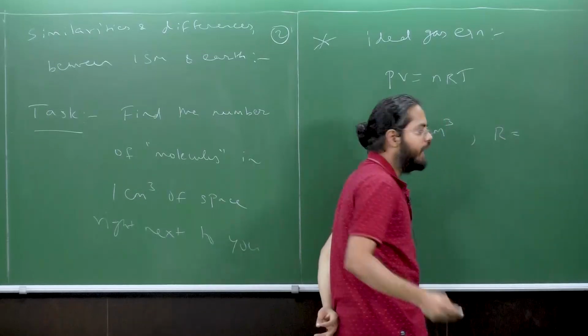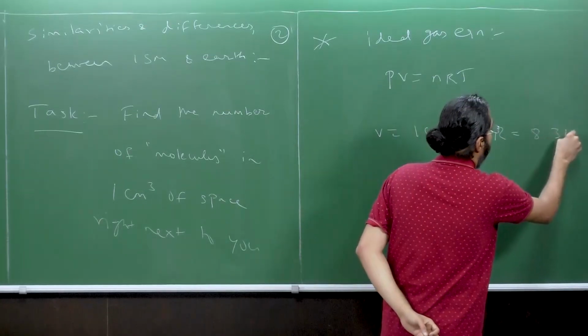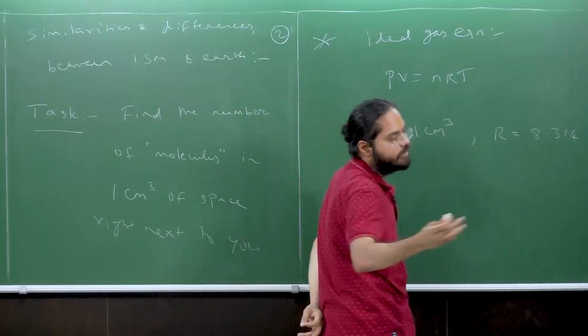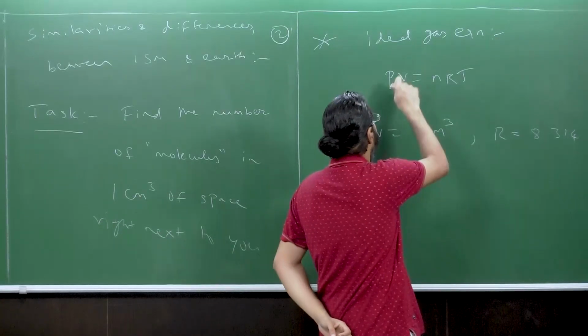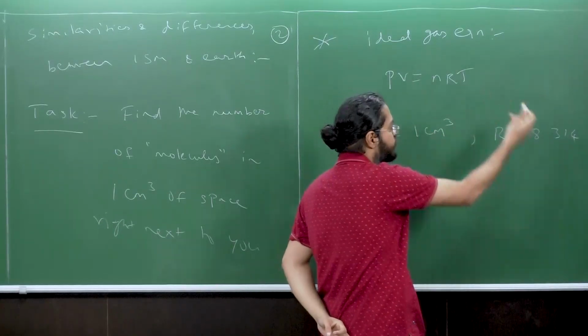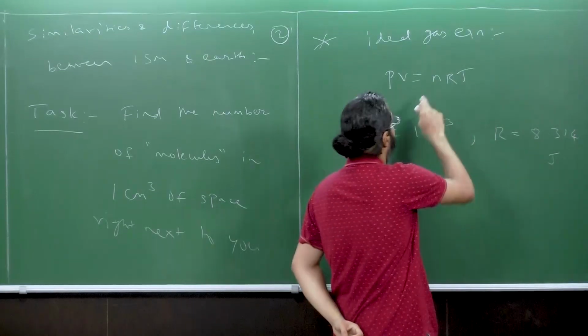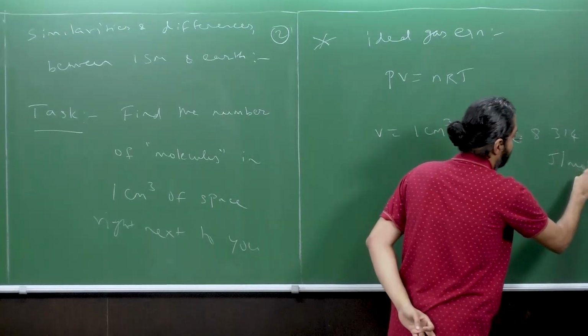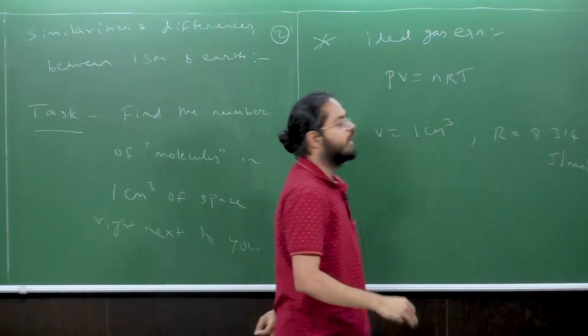Is something like 8.314 something. And what are the units? The units are going to be, PV is going to be what? Kilojoules or joules? Joules per mole per Kelvin. So this is R. And what's the temperature?